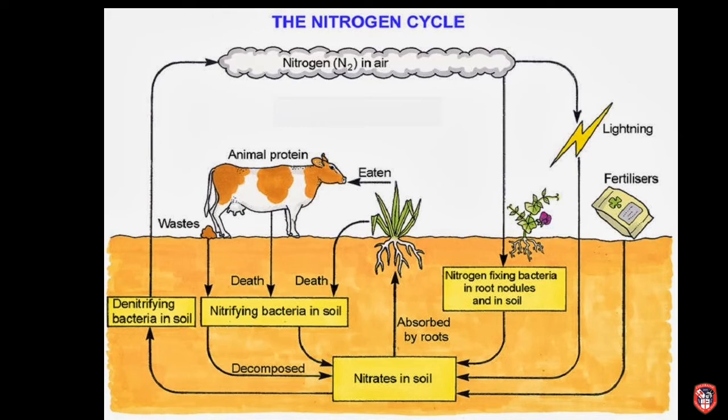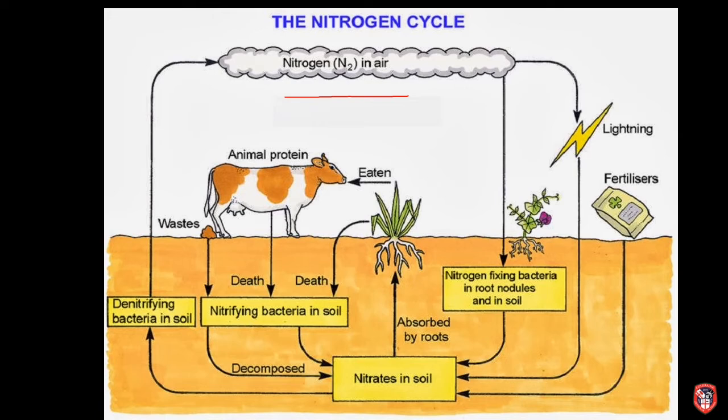First of all, in the air we've got nitrogen gas. We know that about 4/5 of the air is nitrogen. Now, even though the plants need nitrogen, and even though the animals need nitrogen, they can't take it in from the air. Nitrogen, in fact, is important to make proteins and also important for making DNA. And they can't take it in from the air, they need to take it in a different form.